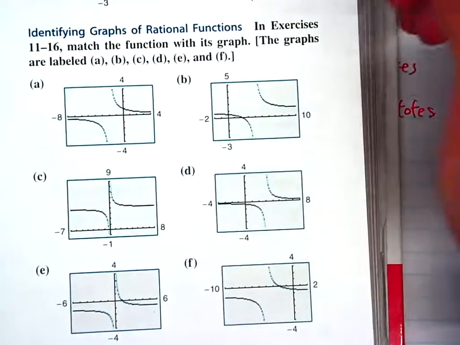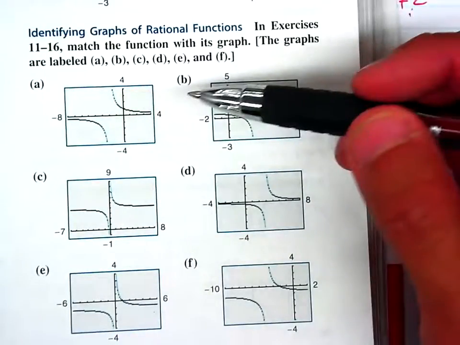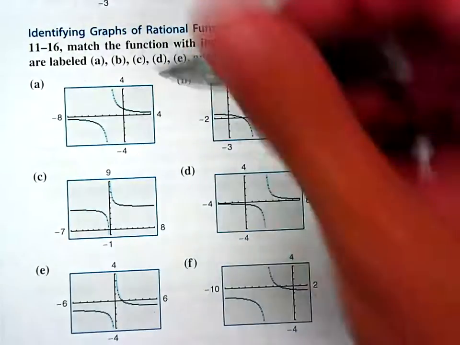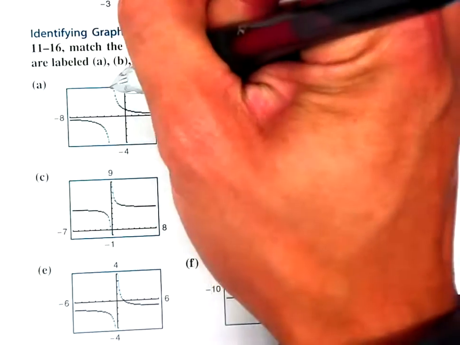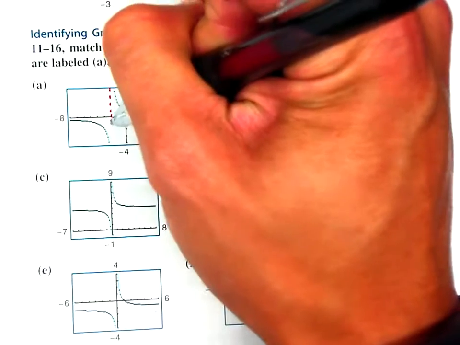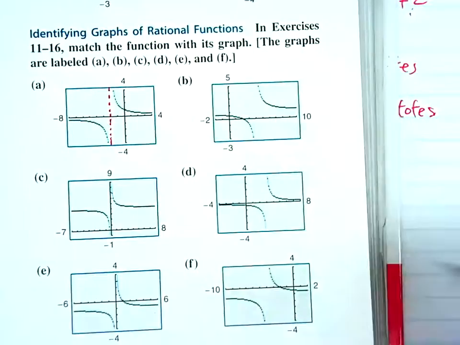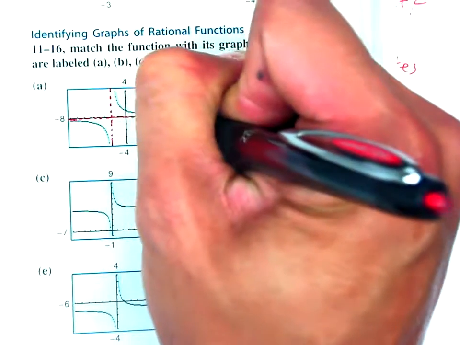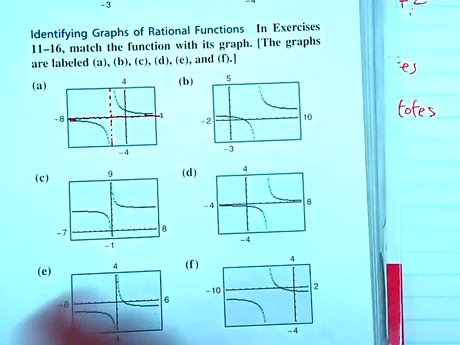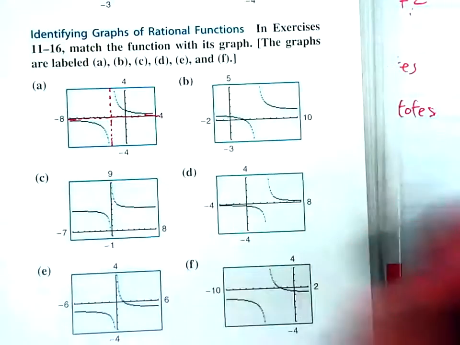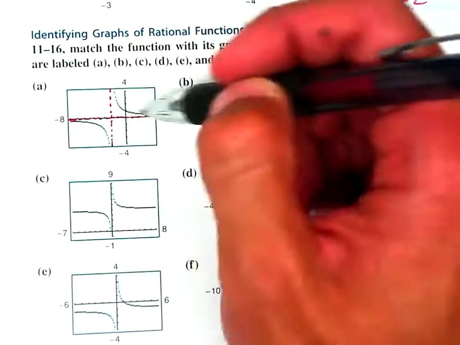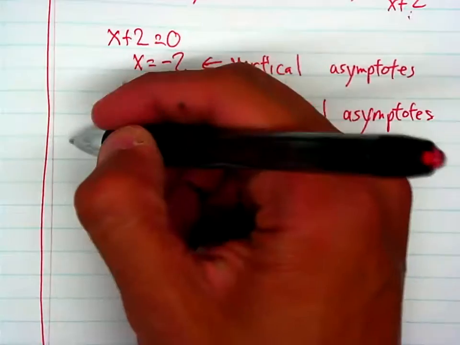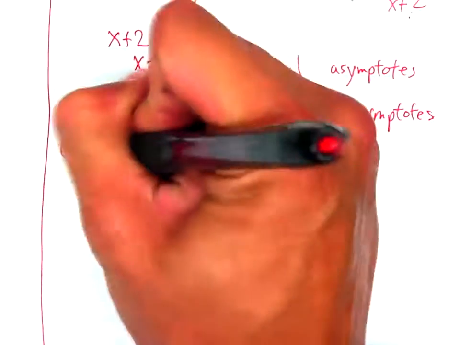If I look at these graphs, this one looks like it has a vertical asymptote at negative 2. And if I draw a horizontal asymptote at y equals 0, this looks like it's it. So this would be your answer right here, because it has a vertical asymptote here and a horizontal asymptote here. Okay? All right, example 2.